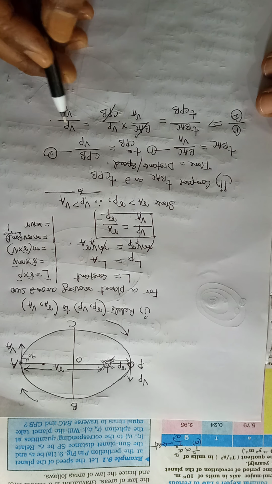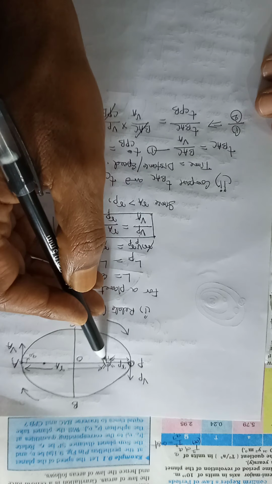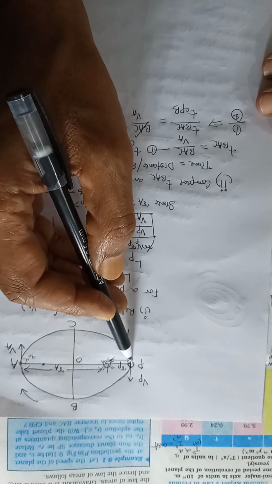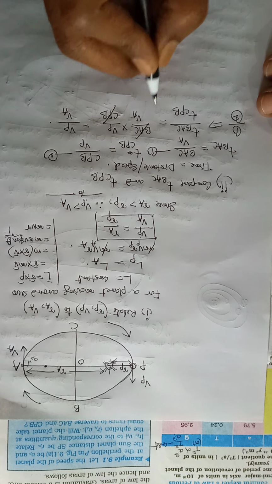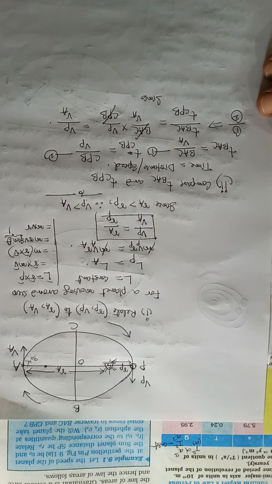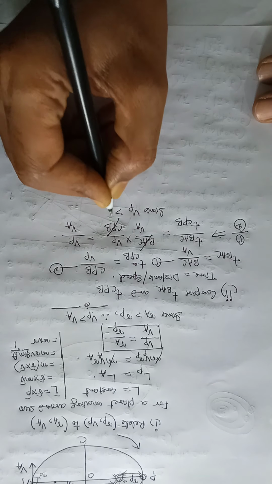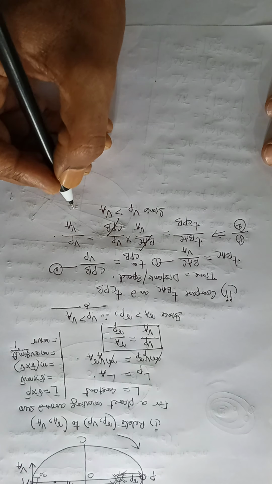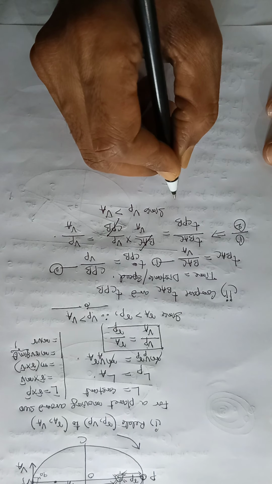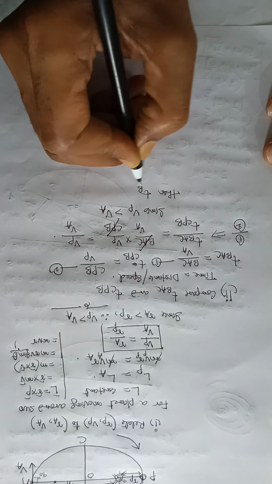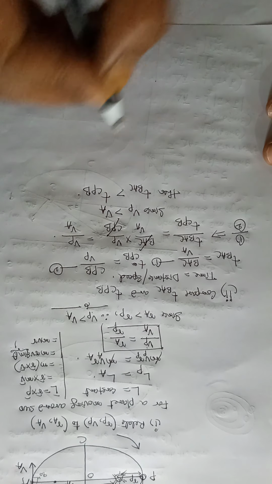But VP, this velocity, when the planet is at perihelion point, it is nearer to the sun, very hot, therefore here its velocity is more. So VP is more than VA. Since VP is more than VA, TBAC will be more than TCPB also.